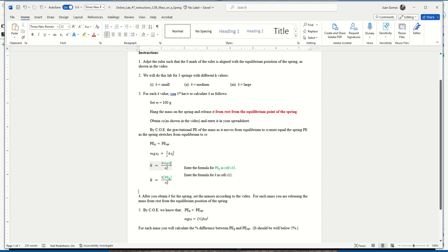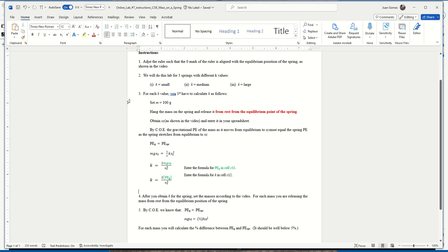What is mg XF? That's just the gravitational potential energy. So k is simply equal to 2 times the gravitational potential energy all over XF squared. So we're going to enter the formula for the gravitational potential energy, mg XF, in cell C11. Then we're going to enter the formula for k in cell C12. Let me go ahead and explain how to do that.